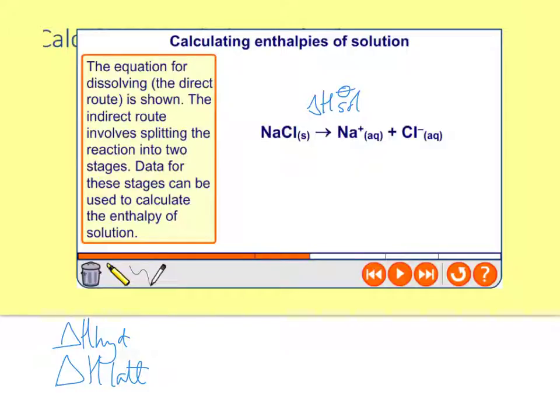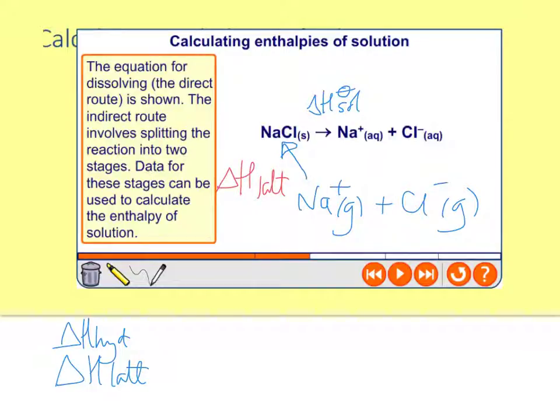So, what we're going to do with these is draw a Hess's law triangle, and quite simply you can always do the same thing for these. So always write the gaseous ions underneath. Okay. So this we've already seen. This is our delta H lat. This is our lattice enthalpy. It's the energy that is released when 1 mole of ionic substance is formed from its constituent gaseous ions. Okay, so we're happy with that.